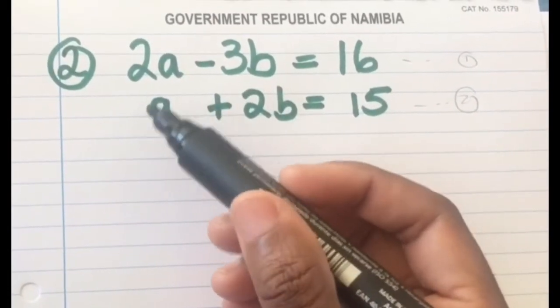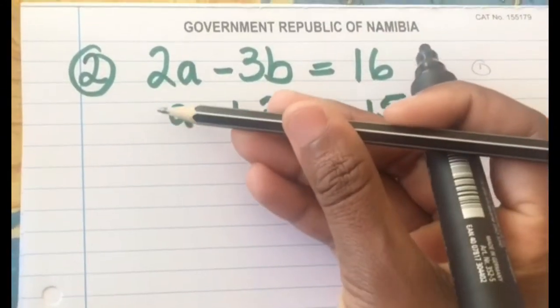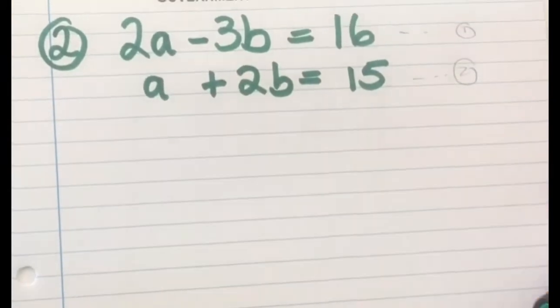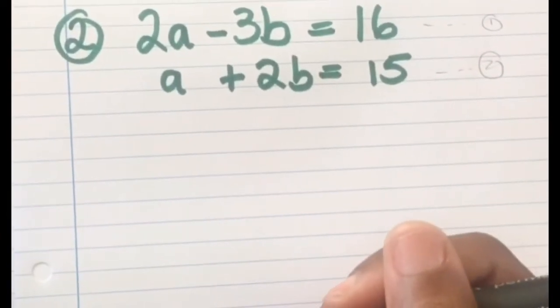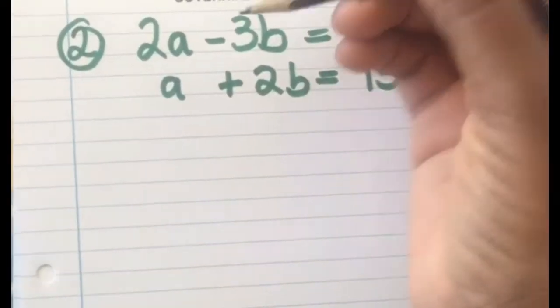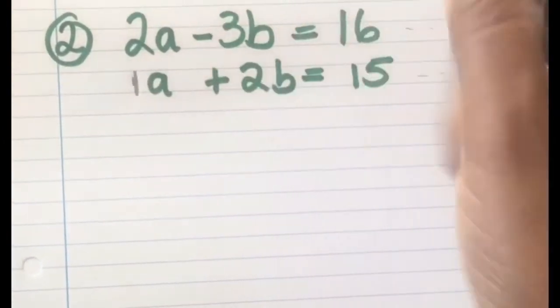It would also be easier because we see that one of our coefficients of A here is 1. So we can make A the subject of a formula, and then substitute in the second. But we are not going to look at substitution now. We are going to continue with elimination. Now let's not forget that there's an invisible one there. It's not written, but we should not forget that it's there.